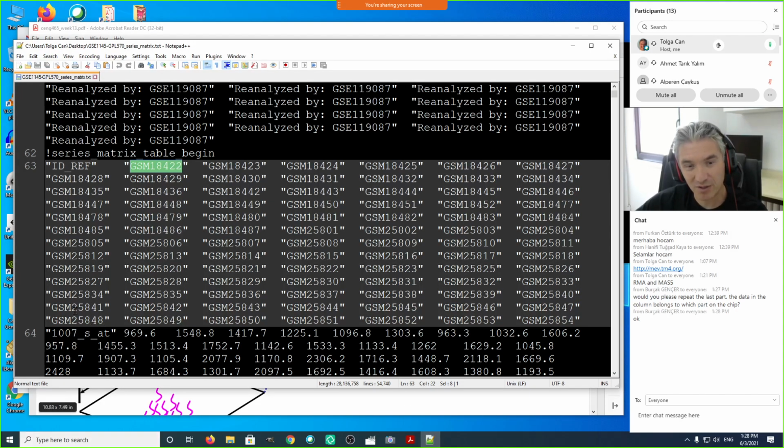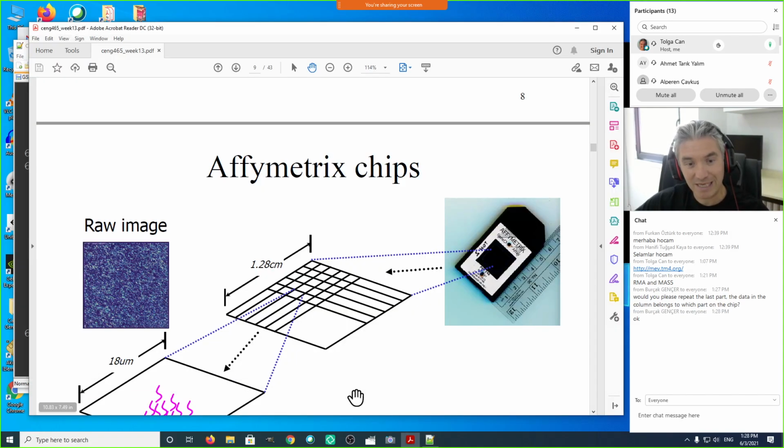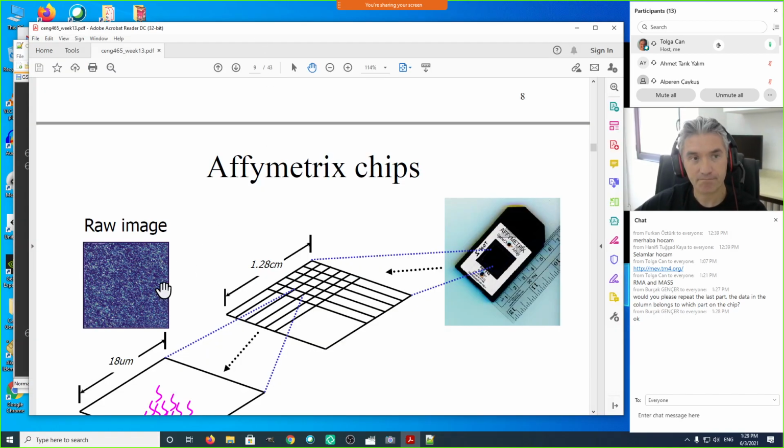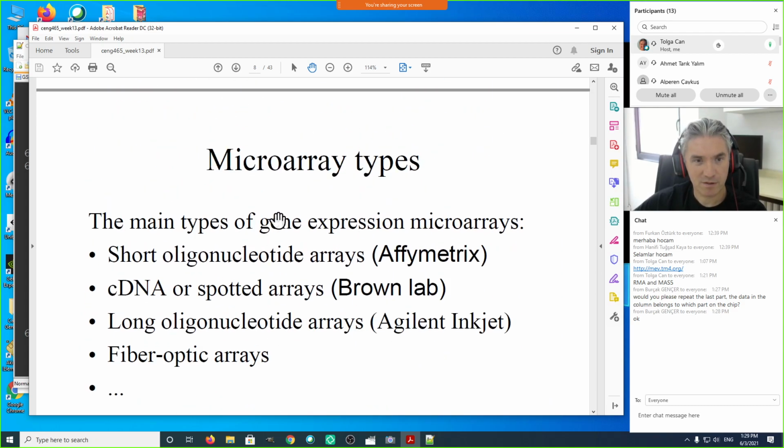So those 50,000 transcripts that you see here in the first column are the transcript IDs. They are randomly distributed on this two-dimensional image. They have 11 probes in different parts of this image. After this raw image is processed, we get the expression values at a specific state, which is this single sample. So one column is one of these images. All right, so these are our Affymetrix chips.